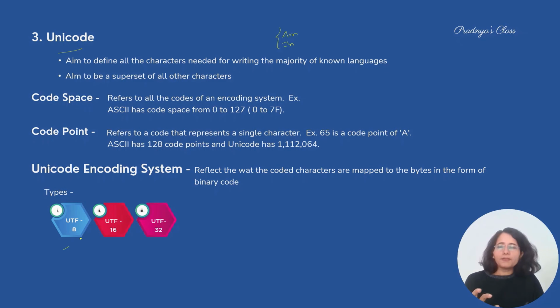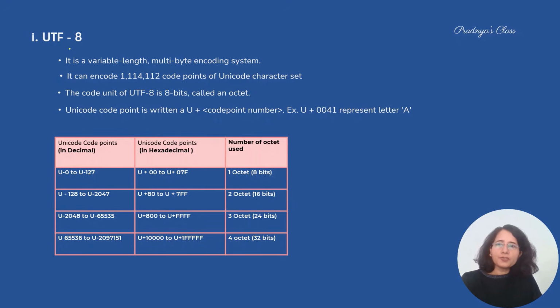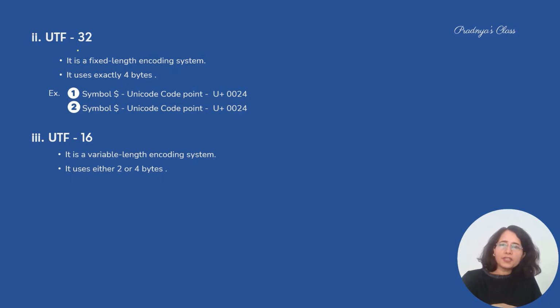So there are three different types in that: UTF-8, UTF-16 and UTF-32. The first one is UTF-8. It uses 8 bits, that is called an octet, to represent the number. So in first octet we can represent the value 0 to 127 and the remaining values have 2 octet, 3 octet and 4 octet. The next one is UTF-32. It uses exactly 4 bytes, and there is one more variation, that is UTF-16. It uses 2 or 4 bytes.